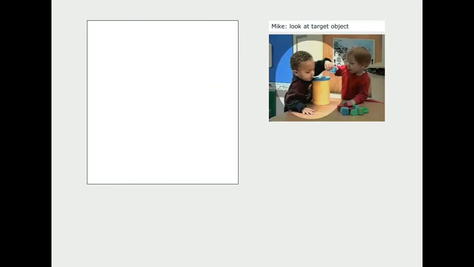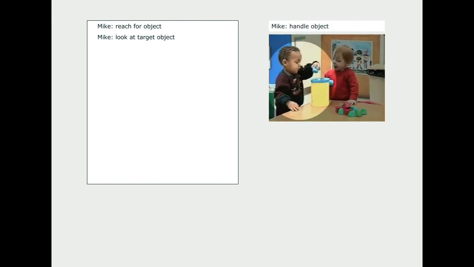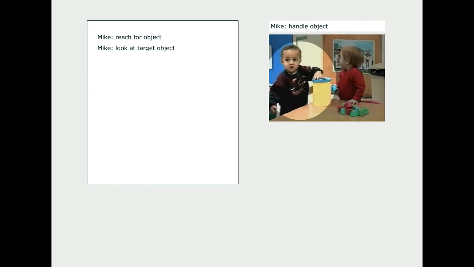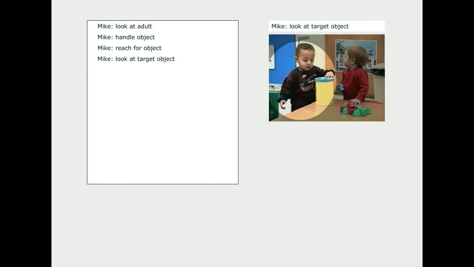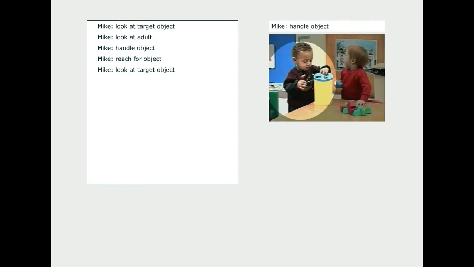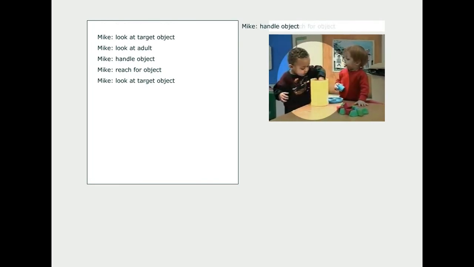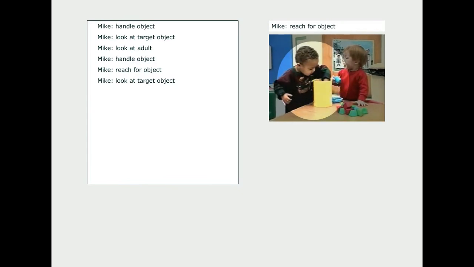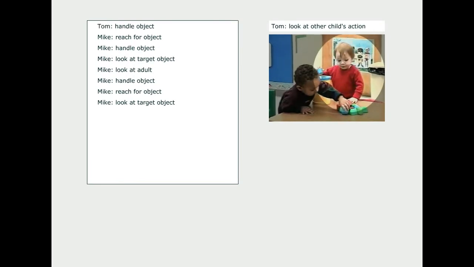The supervisor in the room is Mike's parent. Mike is the child on the left. The behaviours of Mike are observed first. Now the video is replayed to observe the right-hand child, who is Tom.